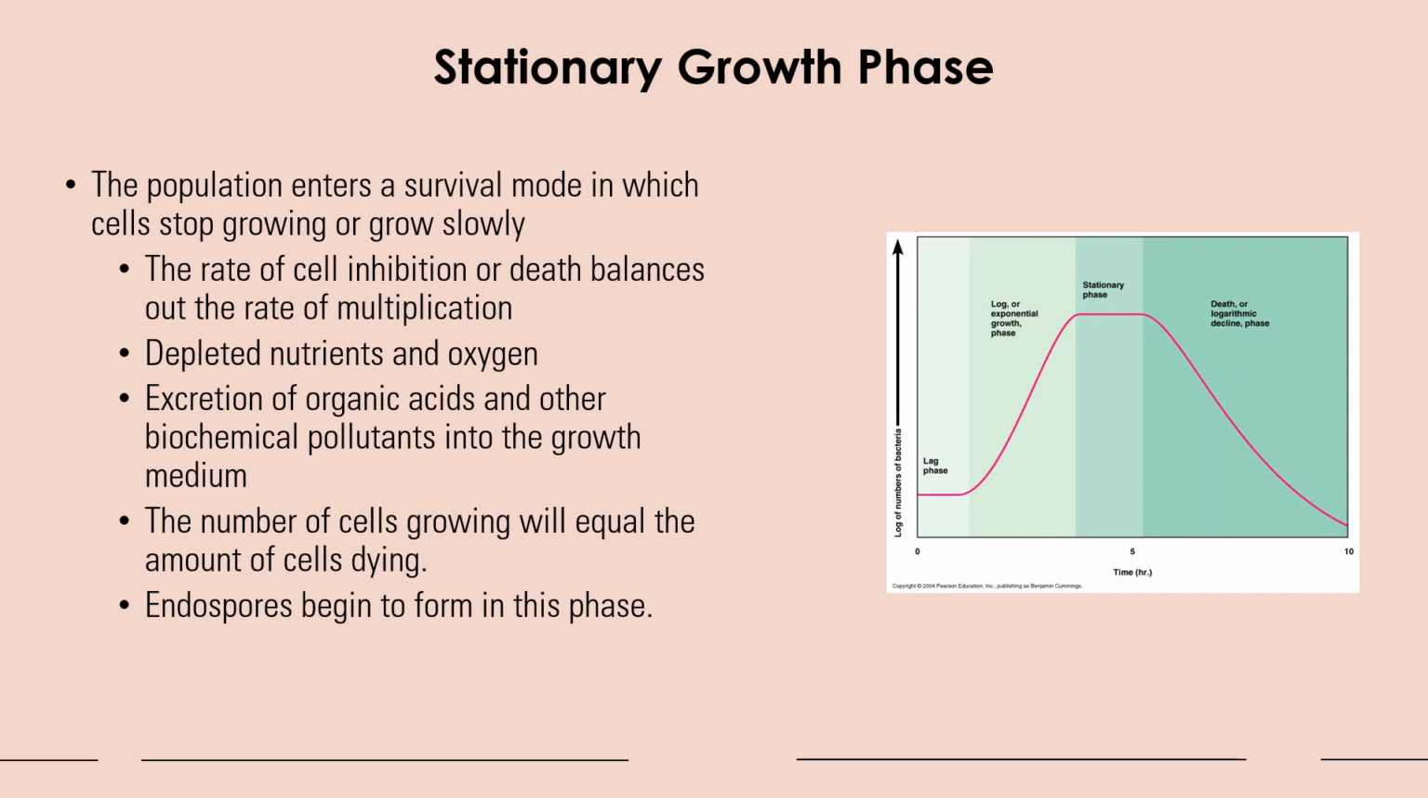Stationary growth phase. The population enters a survival mode in which cells stop growing or grow slowly. The rate of cell inhibition or death balances out the rate of multiplication. Causes are depleted nutrients and oxygen, and excretion of organic acids and other biochemical pollutants into the growth medium. The number of cells growing will equal the number of cells dying. Endospores begin to form in this phase.